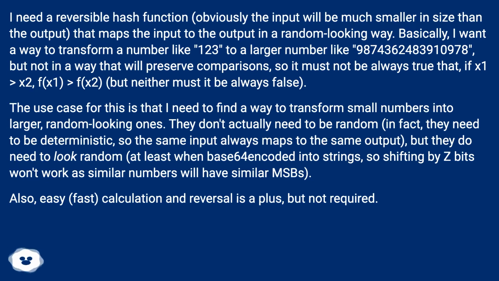9,874,362,483,910,978, but not in a way that will preserve comparisons, so it must not be always true that, if x1 is greater than x2, f(x1) is greater than f(x2), but neither must it be always false. The use case for this is that I need to find a way to transform small numbers into larger, random-looking ones. They don't actually need to be random, in fact, they need to be deterministic, so the same input always maps to the same output, but they do need to look random, at least when base 64 encoded into strings, so shifting by z bits won't work as similar numbers will have similar MSBs.